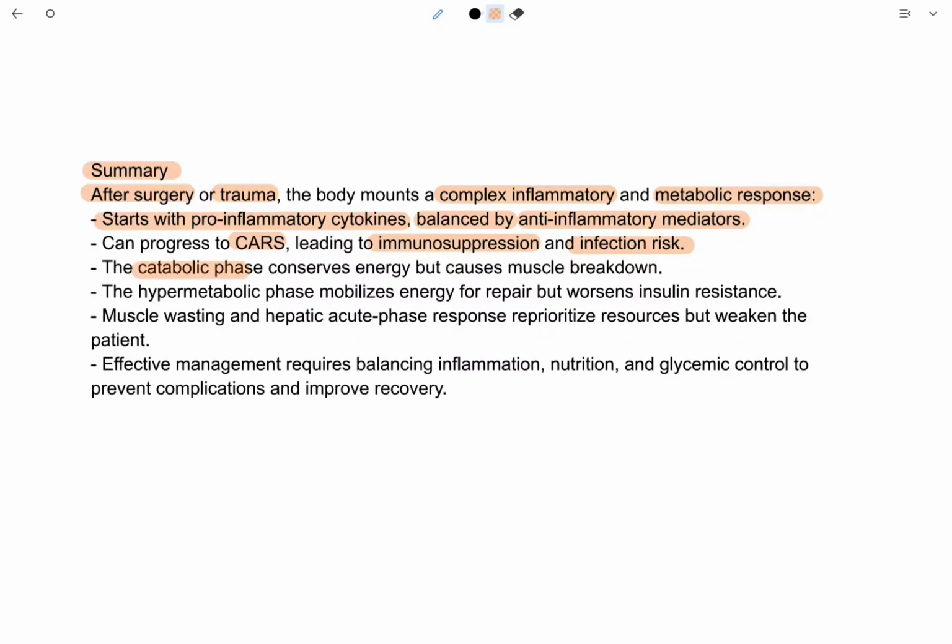The catabolic phase conserves energy but causes muscle breakdown. The hypermetabolic phase mobilizes energy for repair but worsens insulin resistance. Muscle wasting and hepatic acute phase response reprioritize resources but weaken the patient. Effective management requires balancing inflammation, nutrition, and glycemic control to prevent complications and improve recovery.